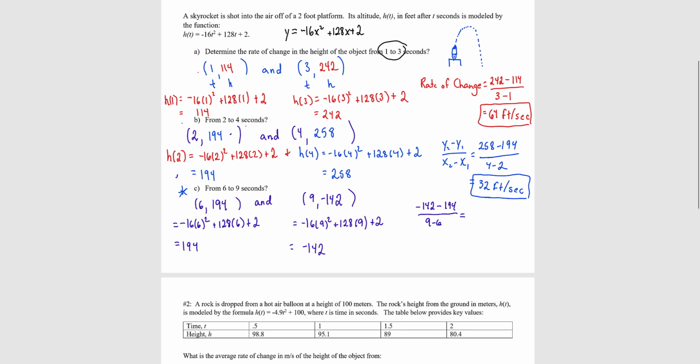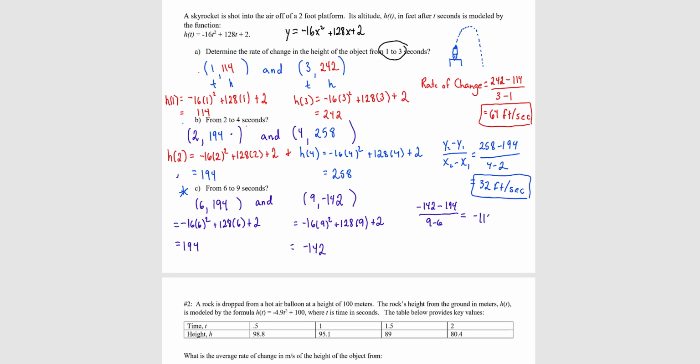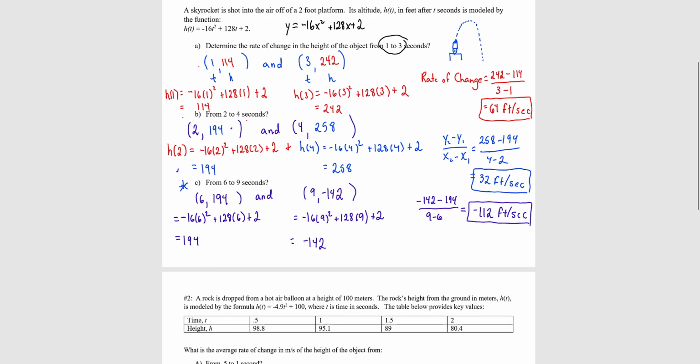So I mainly wanted us to see that sometimes the rate of change can be negative, even though this is not the perfect example. You kind of get the idea of how rate of change works when you have a negative value.